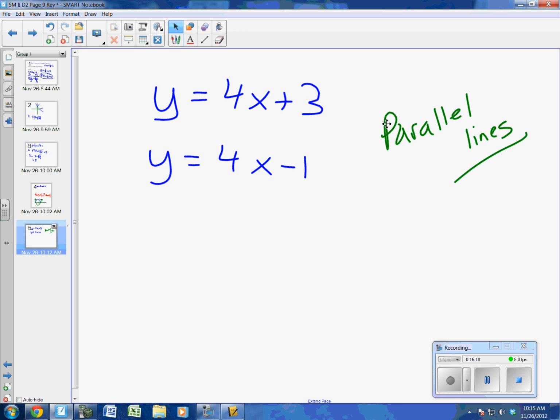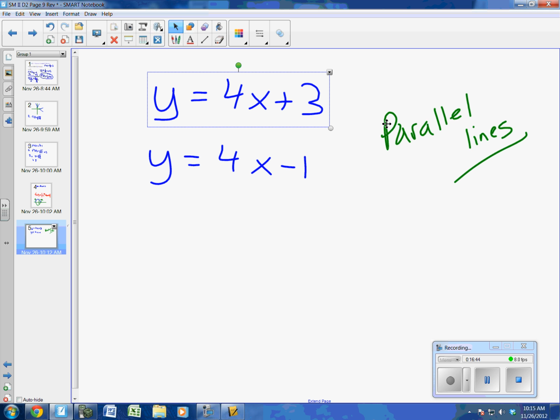So, what's the only thing different on these two equations? The point on the y-axis, what do we call that? We call it the y-intercept. This one is going to go through the y-axis at where? 3. This one's going to go through the y-axis where? Negative 1.